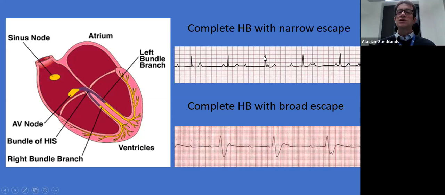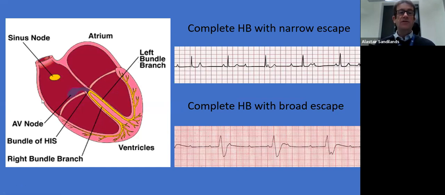So this is a narrow escape. So the escape rhythm's coming from up here. It's a narrow QRS. It's complete heart block. The patient will still need a pacemaker because the heart rate will be very slow. But this isn't quite an absolutely acute situation that it has to be done there and then because the QRS is narrow. So there's a bit of leeway. The patient will need to come in and have the pacemaker put in as an inpatient, but not quite as an emergency.